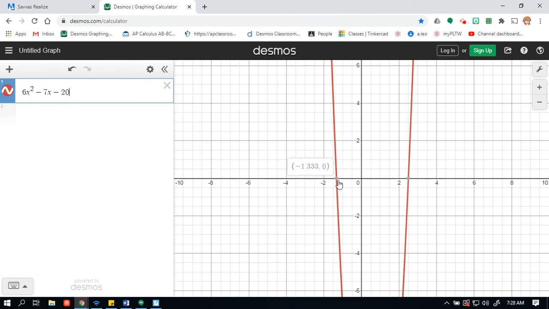And looking at that, we have a -4/3 here. -1.3333 comes out to 4/3. And 2.5 is 5/2. So just graphically, we can actually see our solutions right away. If you do have access to a graphing calculator, this is a great way to check your work.